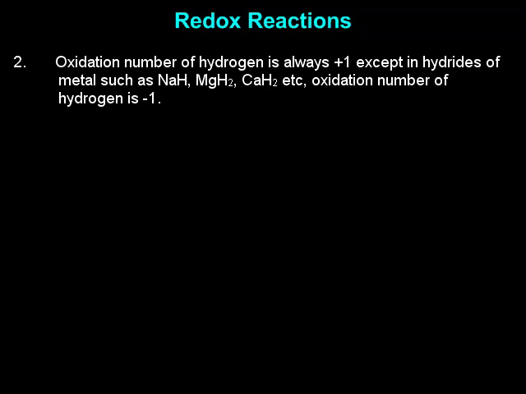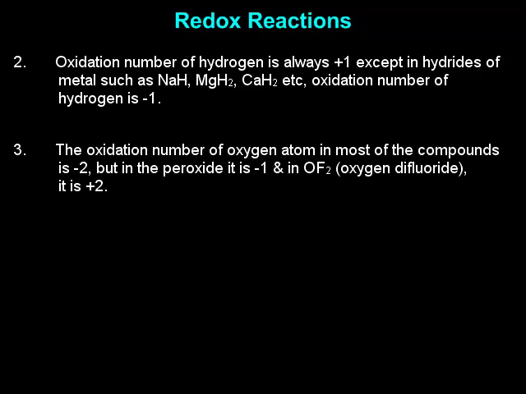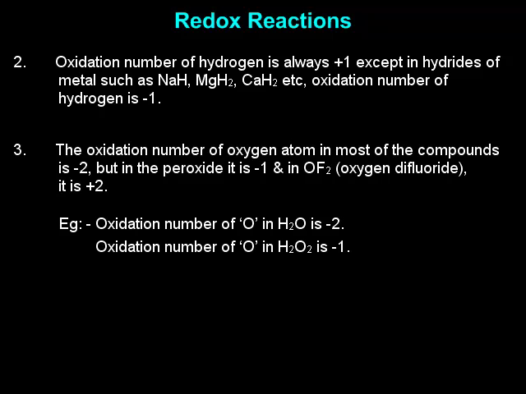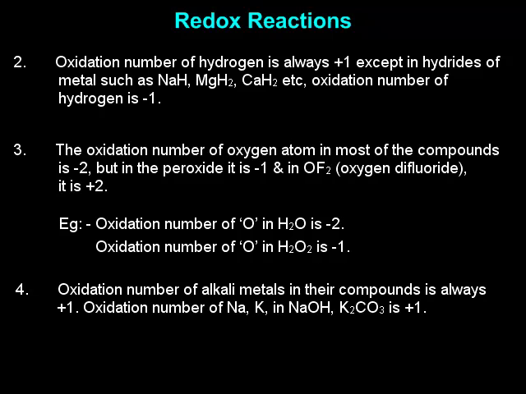Oxidation number of hydrogen is always +1, except in hydrides of metals such as NaH, MgH2, CaH2, etc. Oxidation number of hydrogen is -1. The oxidation number of oxygen atom in most of the compounds is -2, but in peroxide it is -1, and in OF2, that is oxygen difluoride, it is +2. Oxidation number of O in H2O is -2. Oxidation number of O in H2O2 is -1.